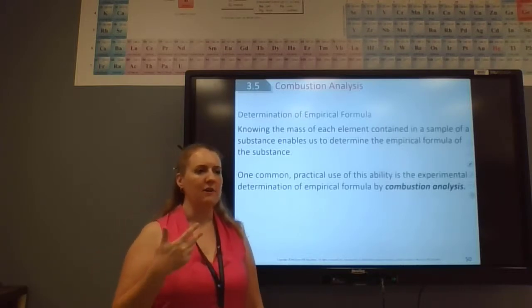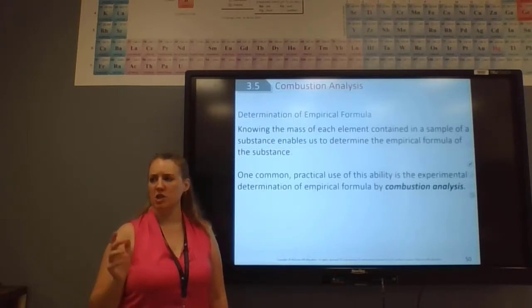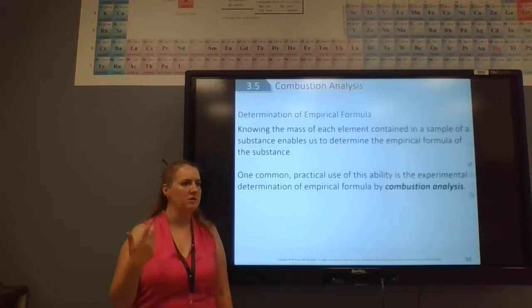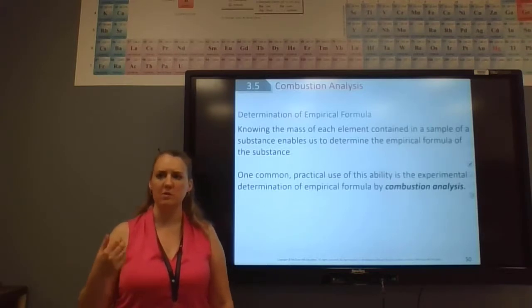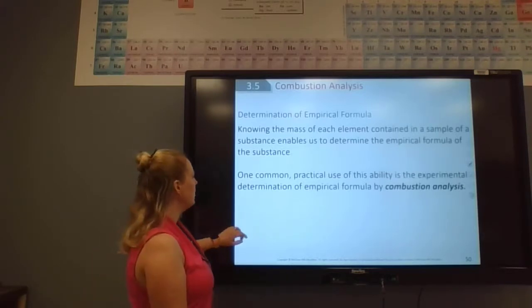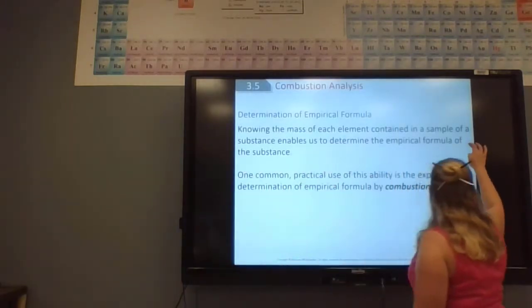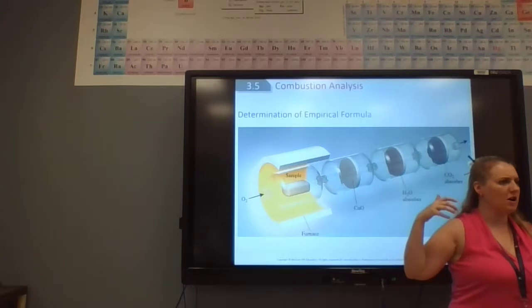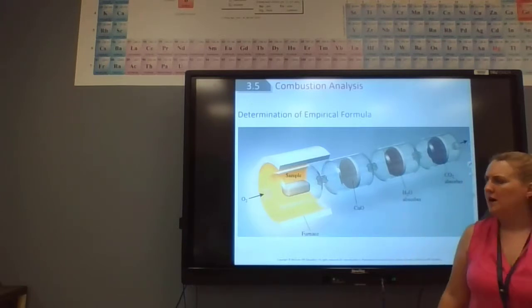So if I know how much oxygen, carbon, and hydrogen are in there, then I can convert that to moles and figure out what the molar ratio was in my original compound. So here's what this looks like. I have some sort of a sample that contains carbon, hydrogen, possibly oxygen. I'm going to burn it.